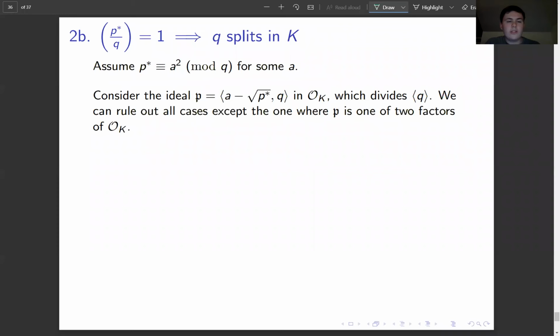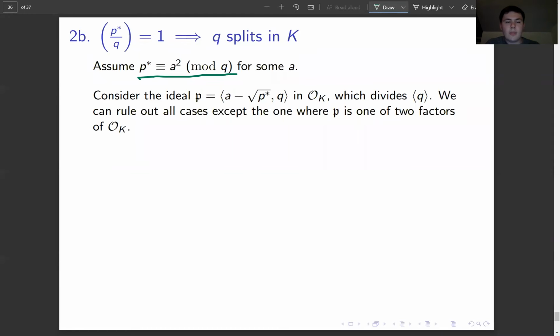Now we're going to assume that P star is a quadratic residue of Q and show that Q must split. So consider this ideal generated by A minus root P star and Q in OK. Notice that this divides the ideal generated by Q, because every multiple of Q has to be in this ideal.